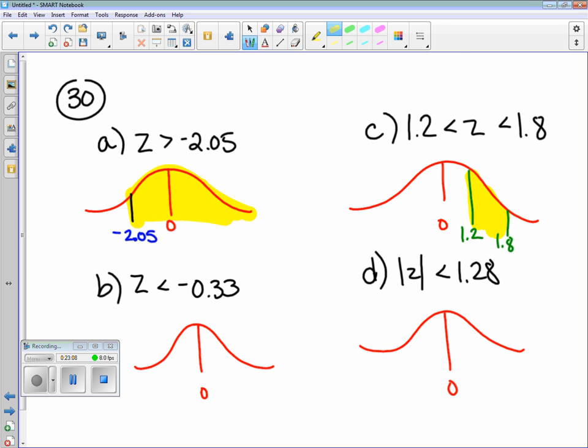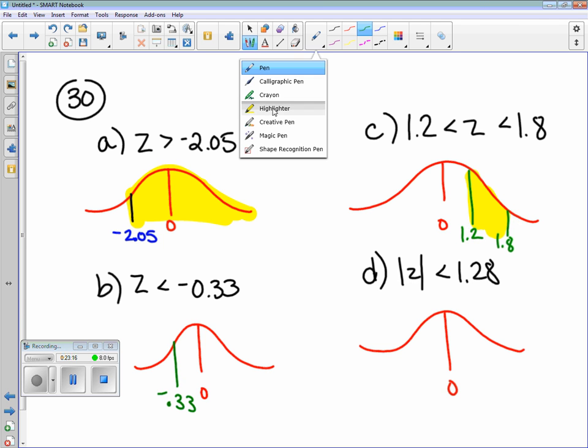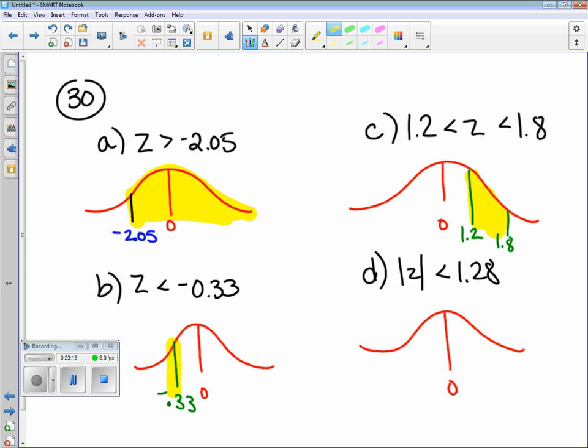I skipped to C, sorry, I didn't mean to do that. Less than negative 0.33. Negative 0.33 is to the left on a standard normal curve, the left of 0. Less than, we're shading here. Any questions about the picture? We're going to get the answer in a minute.